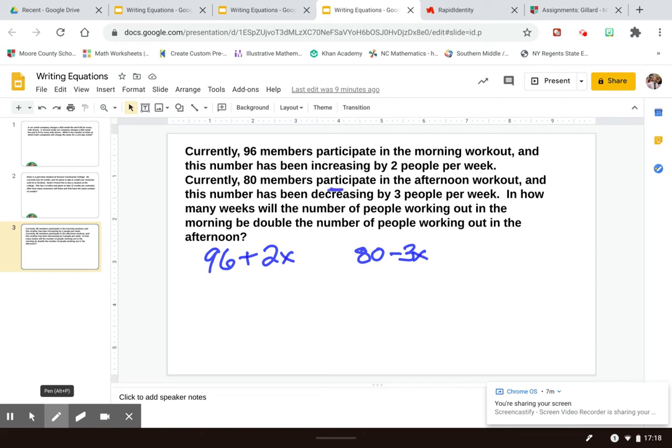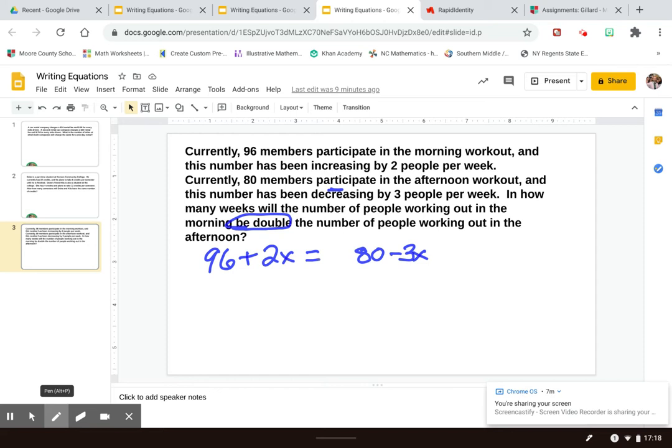In how many weeks will the number of people working out in the morning, so our morning is the 96 plus 2x, be double the number of people working out in the afternoon? So the afternoon is the 80 minus 3x. So we see something else in here about in how many weeks will the number of people working out in the morning be double. All right. So the word double means the number 2. So one of these sides needs to be multiplied by the number 2.